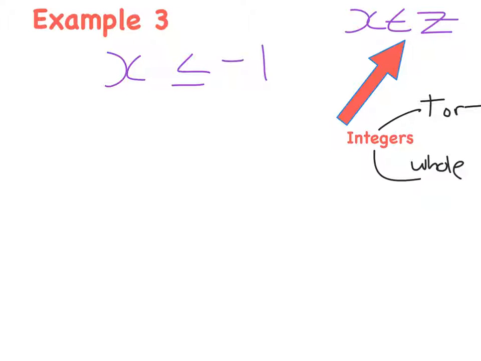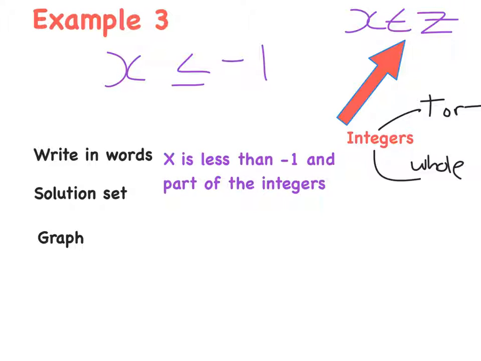The first 3. And here they are. Write in words, solution set, and graph. So we're going to write this in words. So the number we don't know is less than or equal to 1, and it's part of the integer group. And I meant -1 up there, okay? Sorry, I said 1. So x is less than or equal to -1, and it's part of the integers.